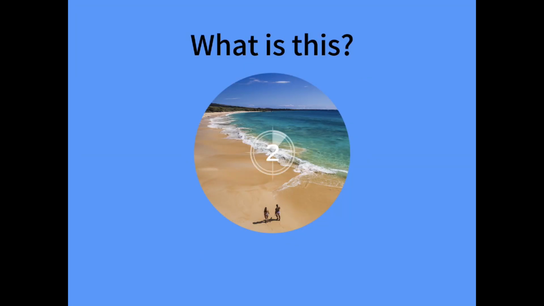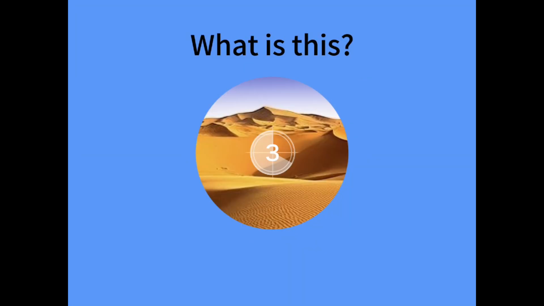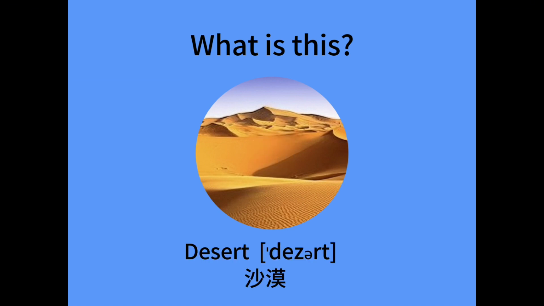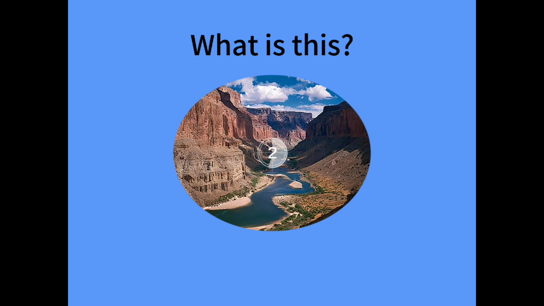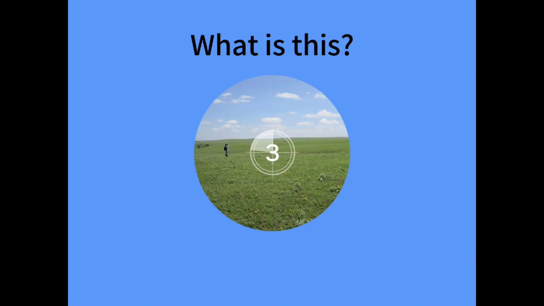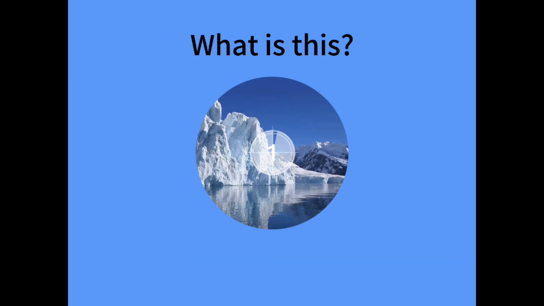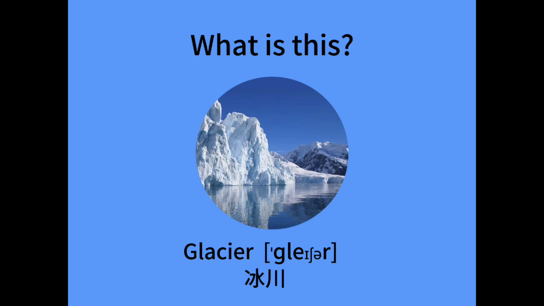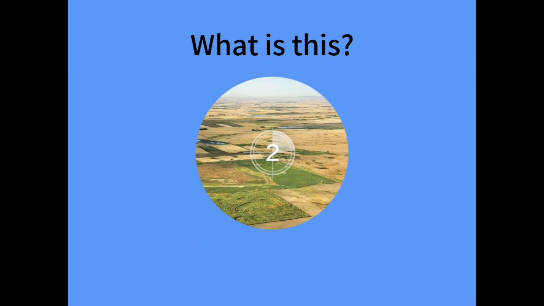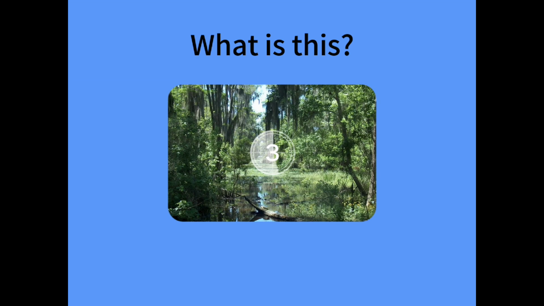What is this? Beach. What is this? Desert. What is this? Canyon. What is this? Prairie. What is this? Glacier. What is this? Plain.